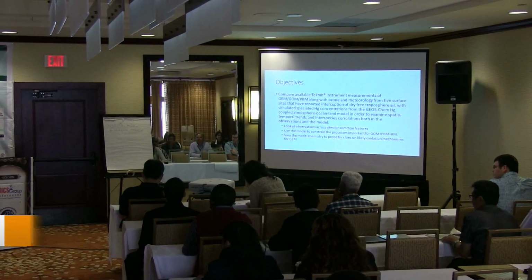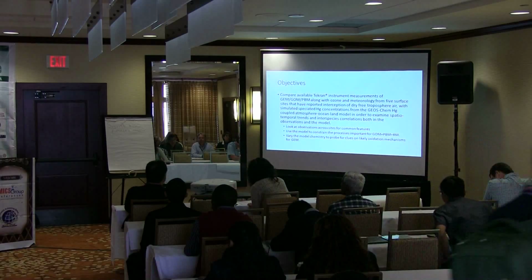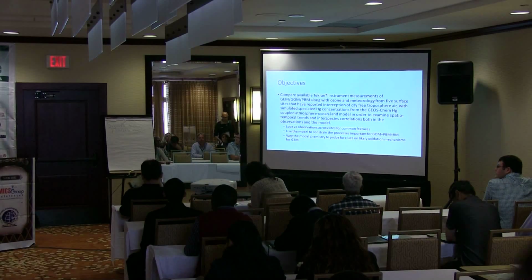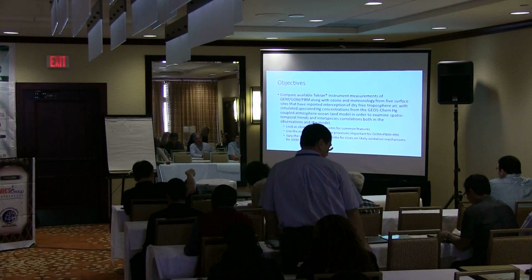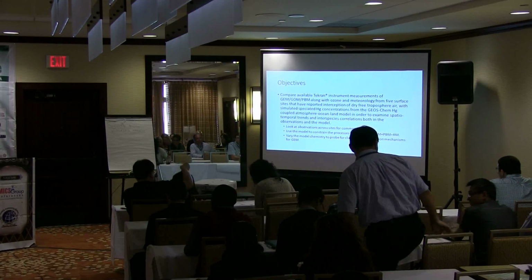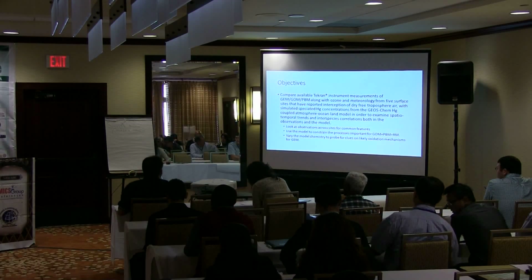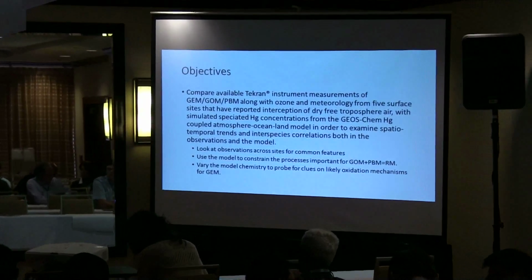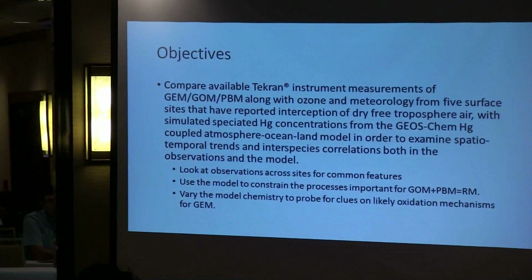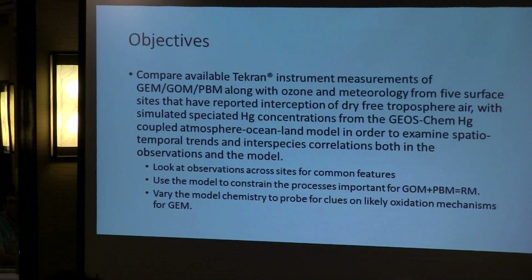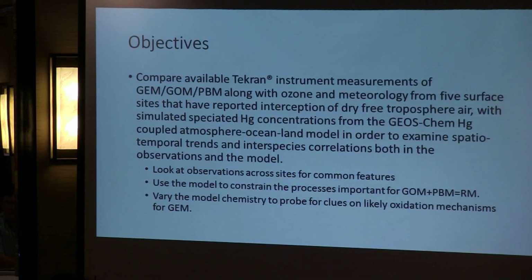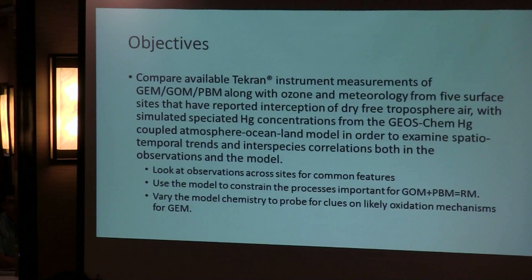The objectives were to compare the available measurements with the Tekran speciated system, elemental mercury, oxidized mercury, and particulate mercury, along with ozone and meteorology from the 5 surface sites that are high elevation, and these have reported observations of dry free tropospheric air at the surface. So these observations were compared with simulated speciated mercury concentrations from the GEOS-Chem mercury model, coupled ocean atmosphere land model. And the goal was to examine spatiotemporal trends and interspecies correlations both in the observations and the model.